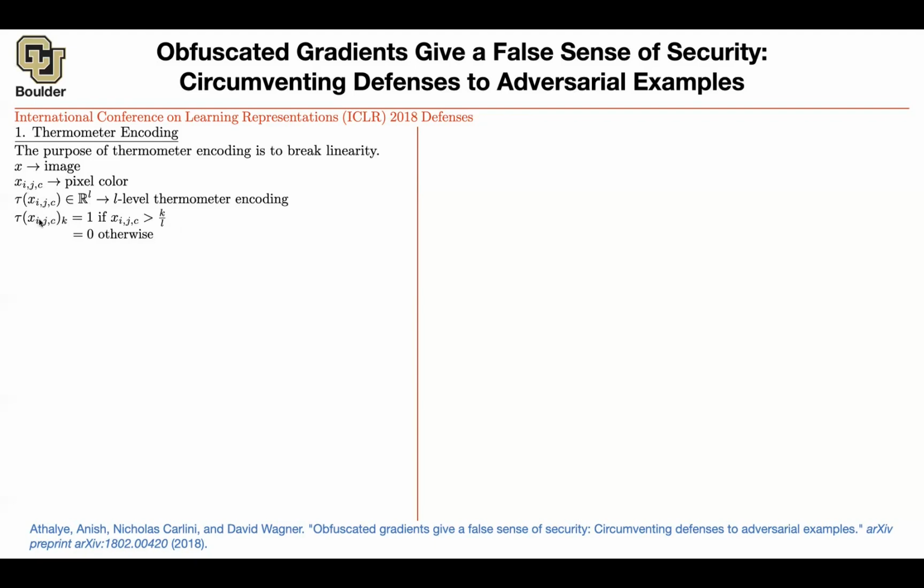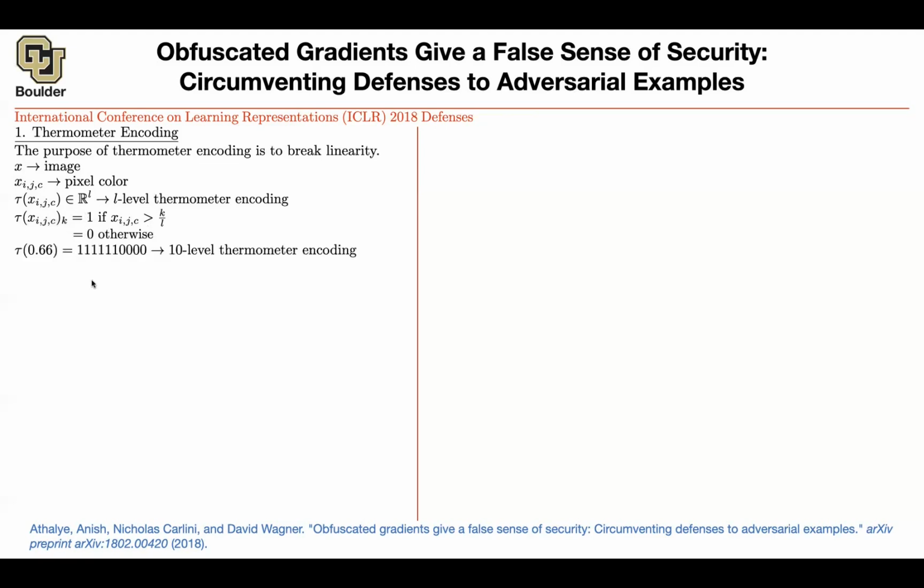You're turning a single scalar into a vector, and how are you going to do it? You're going to look at the value of your scalar, and if it is bigger than the entry that you're interested in from this vector, divided by the size of L, the size of your vector, you're going to set that to be 1, otherwise 0.